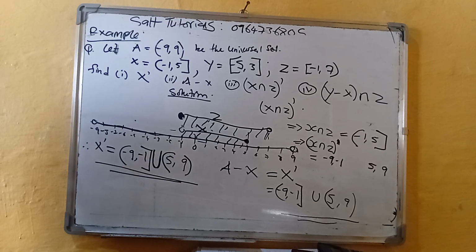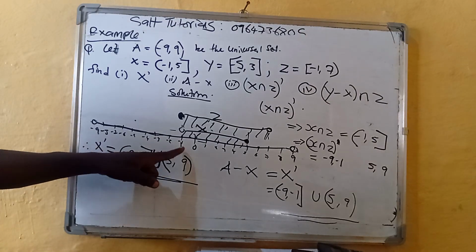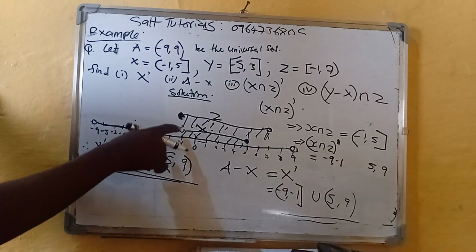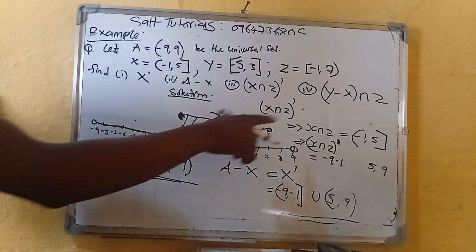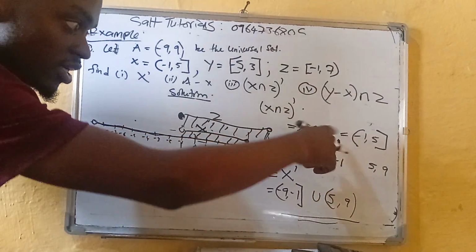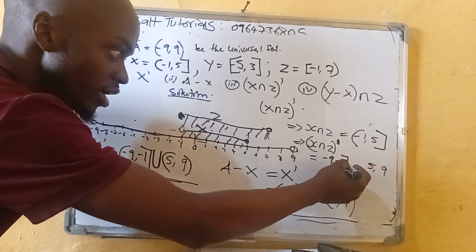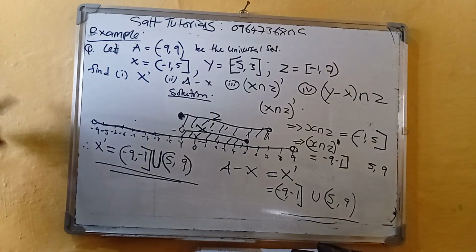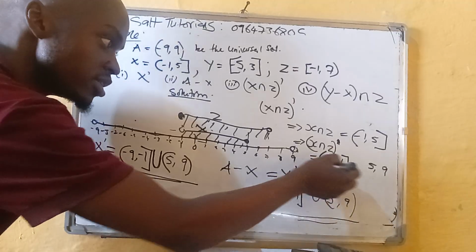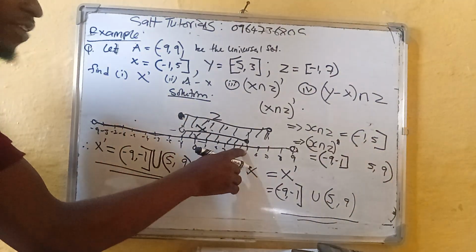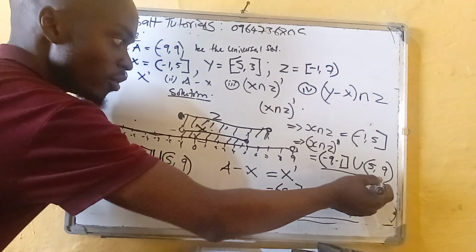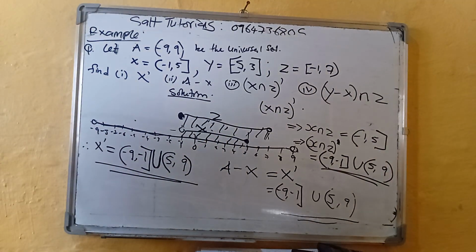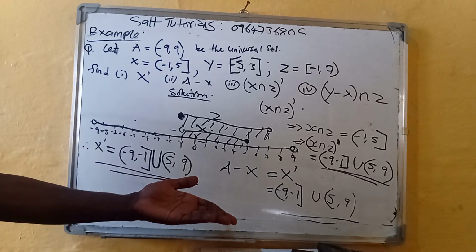So this is what I'm going to have. So -1 to -9. -1 is not in the intersection, so it means it will be in the complement. -9 as usual, it is still round. +9 it is still round. 5 it is closed, but it will be round there. So this will be the complement of X intersection Z. So this is what we are going to have.